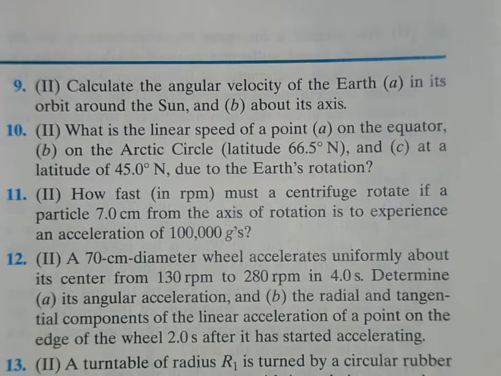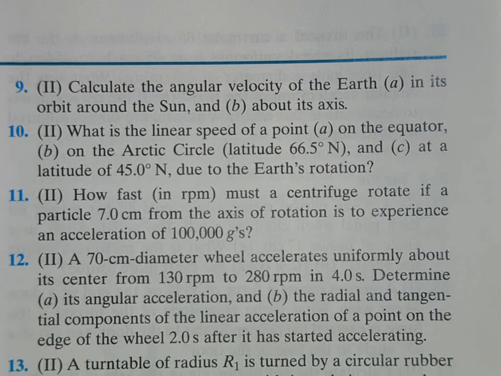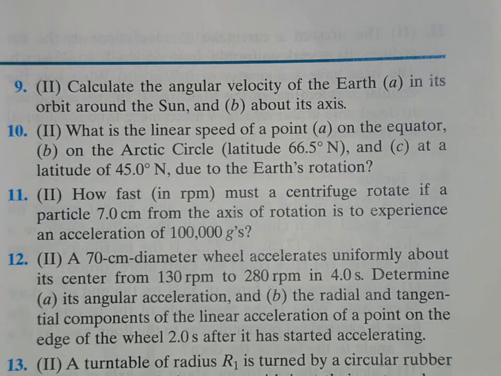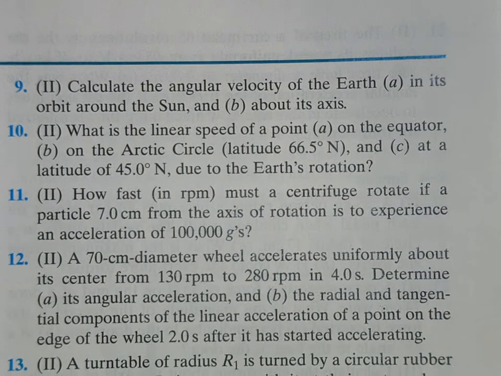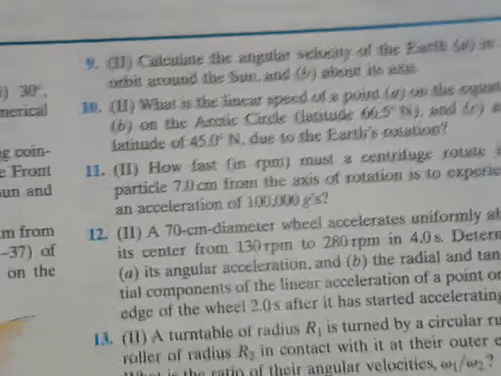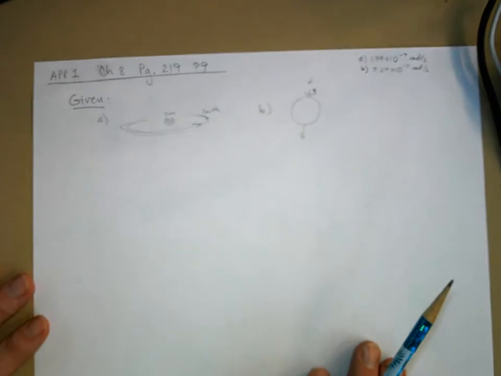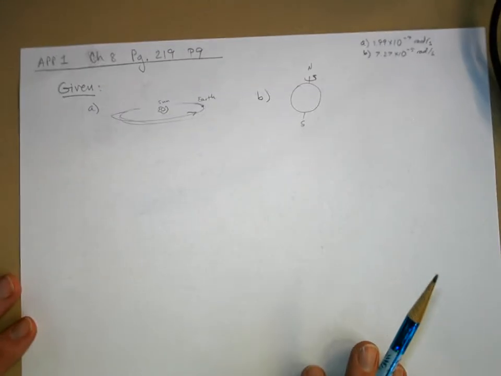It says calculate the angular velocity of the Earth in its orbit around the Sun. That's part A. And B, about its axis of rotation. So I've already kind of set it up here. For part A, we want the angular velocity. Oh, that's right, I forgot to zoom back out.